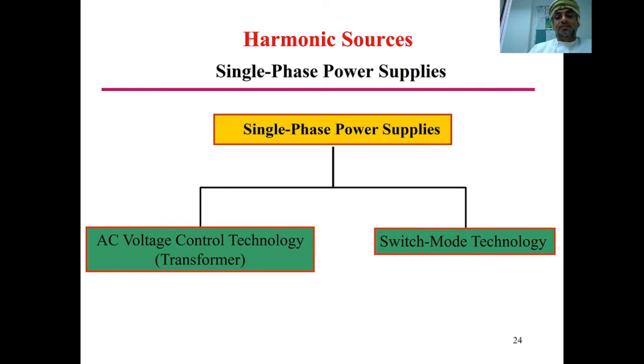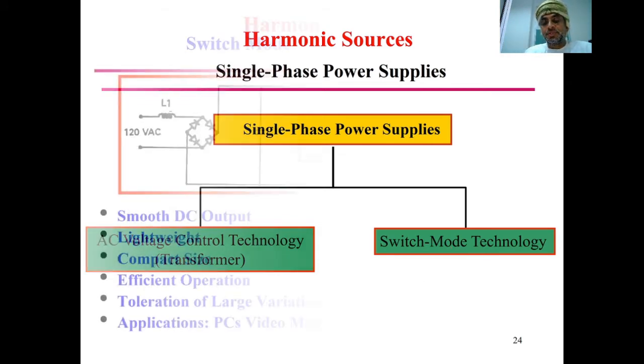Okay, now if we look at single phase power supply, we can have switch mode technology, which is the current technology used to provide the required energy to our mobile, to our printer, to our computer. And there is AC voltage control technology, which is the old technology. It now has very limited use since it is a bulky device, it will cause more losses, and it is more expensive compared with this one. So nowadays they are using switch mode technology instead of AC voltage control technology.